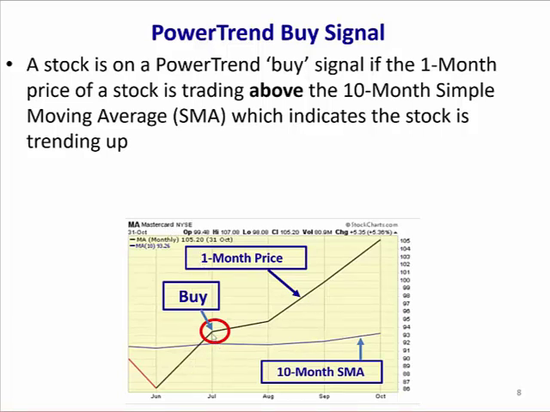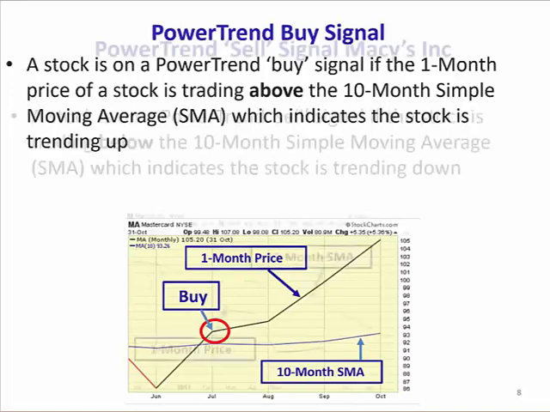So we can see back in July, the 1-month price of MasterCard crossed above the 10-month simple moving average, and at that point MasterCard was on a power trend buy signal. And as long as the stock price remains above the 10-month simple moving average, then MasterCard is on a power trend buy signal, and we should consider initiating bullish debit spreads for MasterCard.